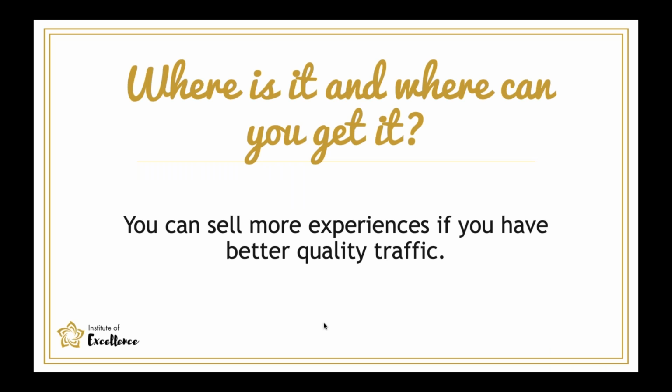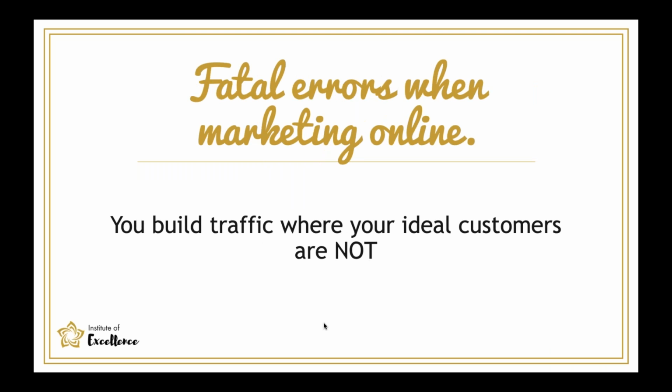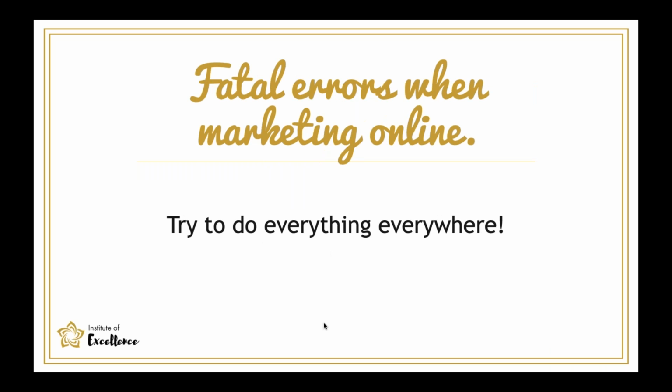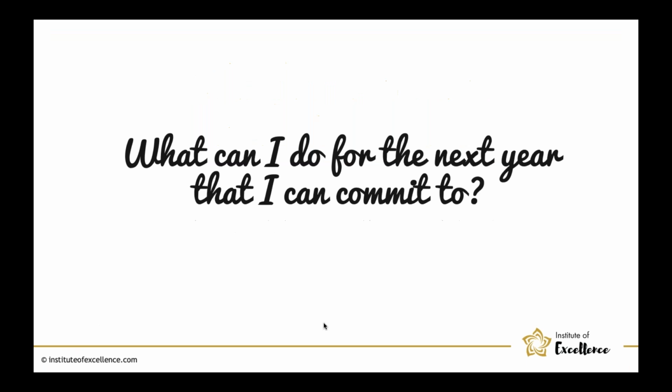Fatal errors when marketing online is that you are building traffic where your ideal customers are not, okay? And trying to do everything everywhere without a strategic approach, which we've spoken a lot about. What can I do for the next year that I can commit to? So the next 12 months, starting from whenever you're listening to this training, is what can I start to really commit to? And here's a little bit of a 90-day traffic plan now.